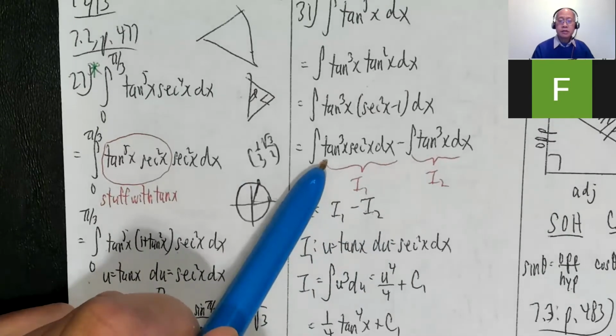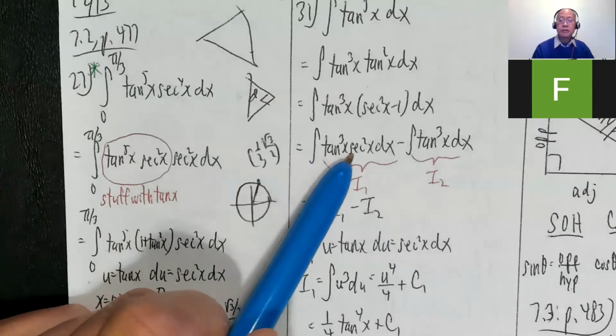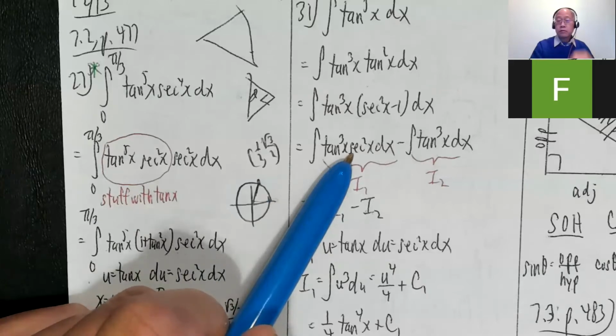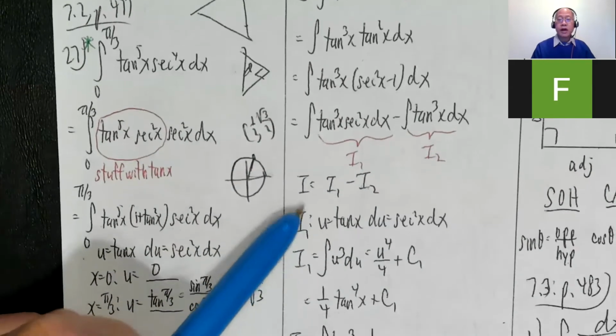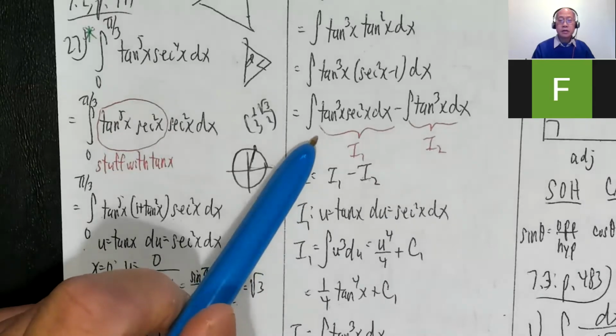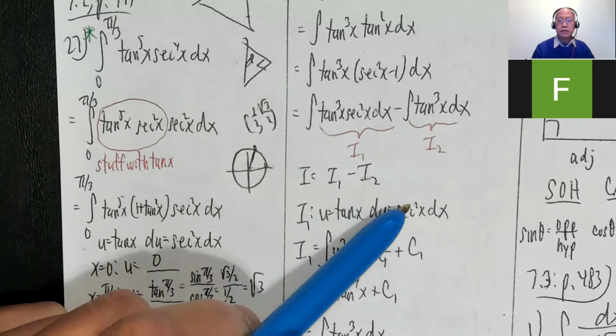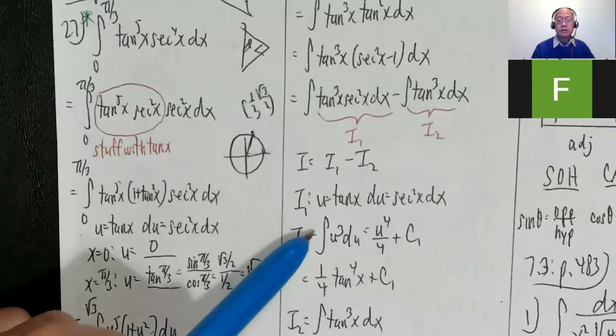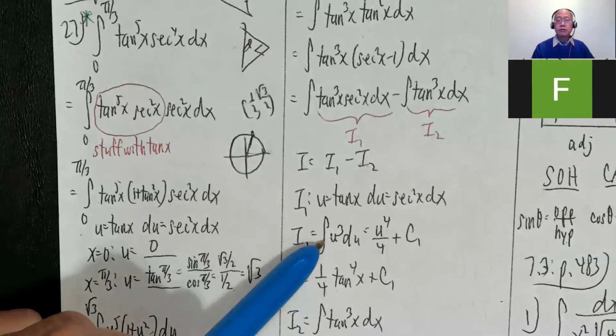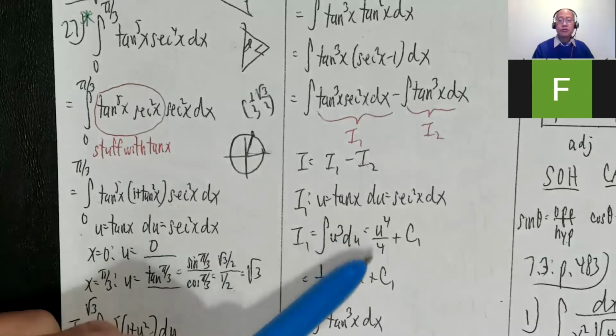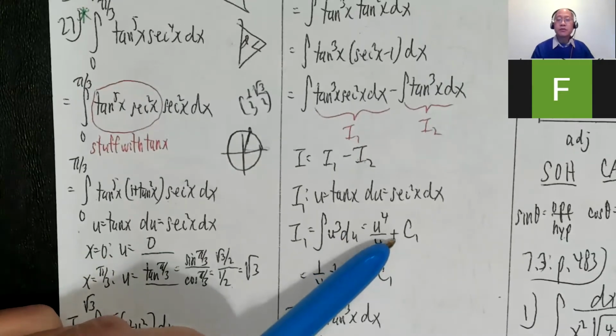Fortunately, this one looks like stuff with tangent followed by secant squared, right? One of the rules from last time. So for I1, let u be tangent x, whose derivative is secant squared x. That gives me the integral of u cubed. So the integral of u cubed du is u to the 4th over 4 plus C1.